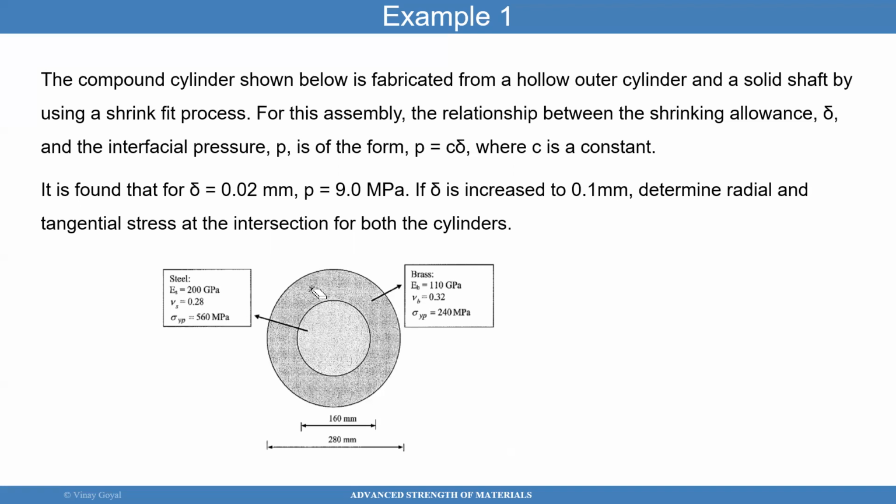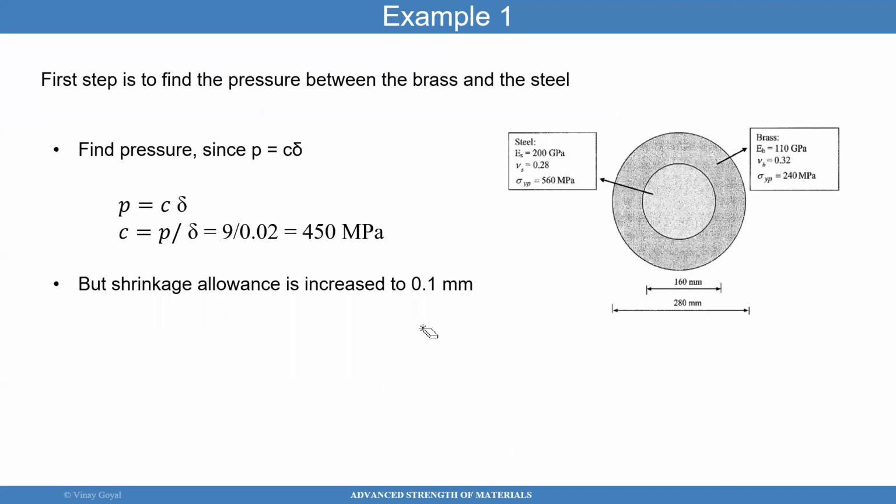So the question is determine the radial and tangential stress at the intersection for both of the cylinders. So, okay, what is the stress right here is what they're saying. For either of those two materials, what is the stress there? That's what they're asking. And they give the Poisson ratio, they give the materials, allowables, and everything. So, well, the first step is to figure out what that constant C is. Well, I know what it is because P is 9 and delta is 0.02, so I know it's 450 megapascals. So I know what C is.